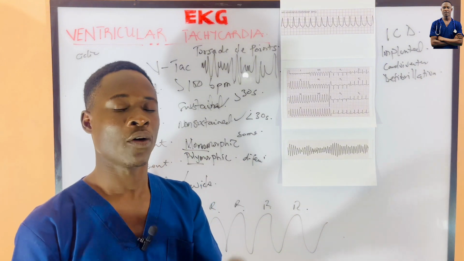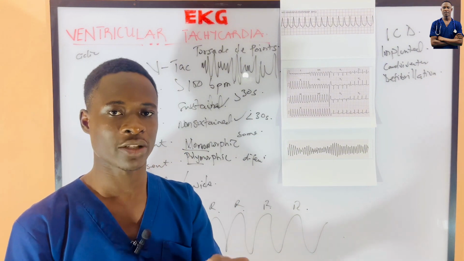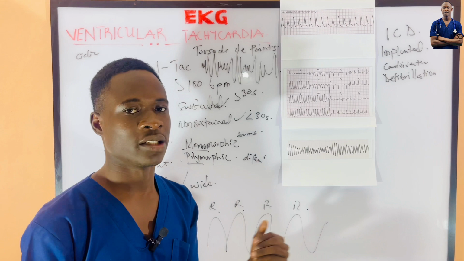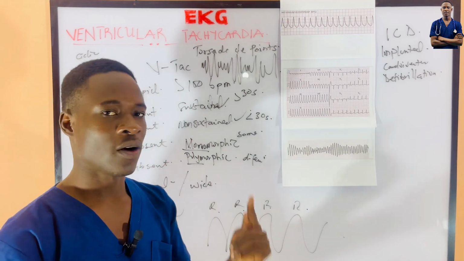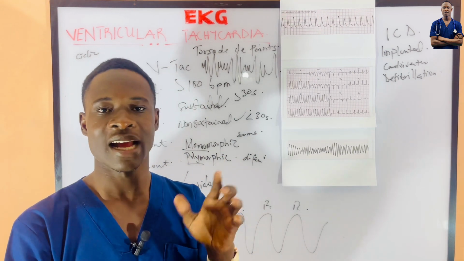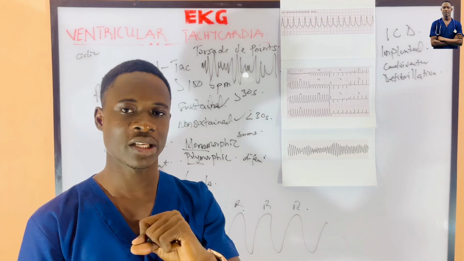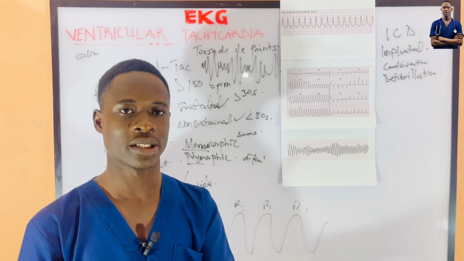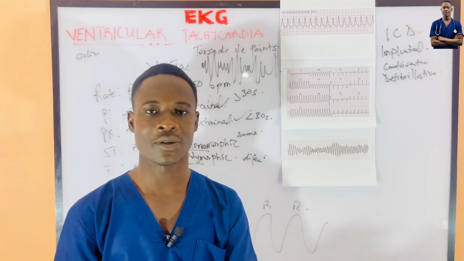In the monomorphic, the structures of the QRS complexes are the same. And in the polymorphic, the structures of the QRS complexes are different. A typical example of it is torsade de pointes. So this brings us to the end of today's lesson.